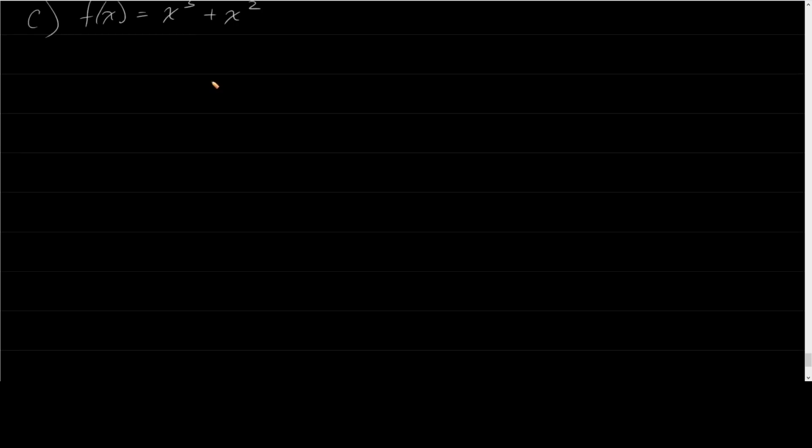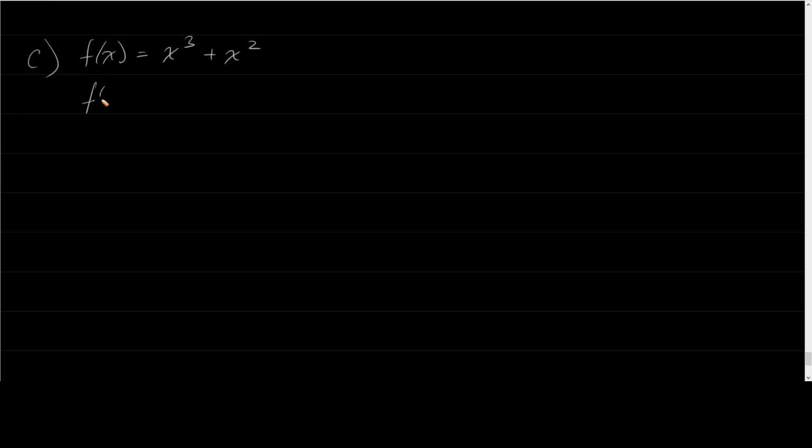Again, f prime of x is the limit as h approaches 0 of f of x plus h minus f of x, all of this over h. What this is going to give me now is the limit as h goes to 0 of, well, I'm plugging in x plus h.